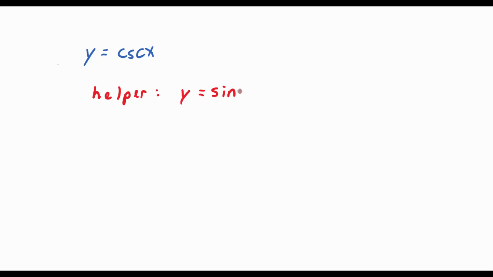What's the relationship between the two? Reciprocal. They are reciprocal functions. So the x-intercepts of y equals sine of x essentially give you the placement for the asymptotes of y equals cosecant. Does that make sense? That's why we use it. And it gives you a couple of points on the graph as well.